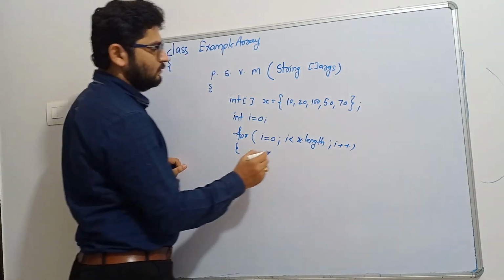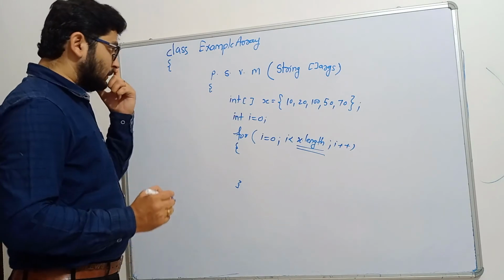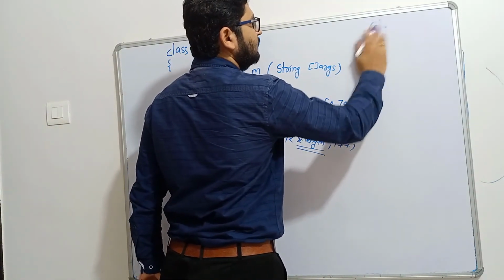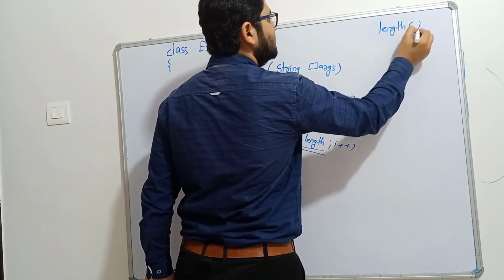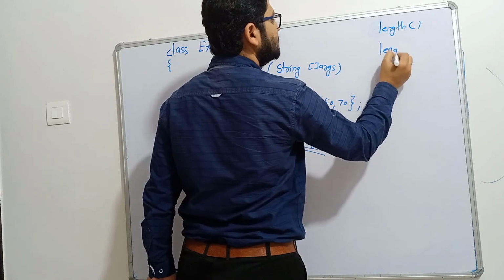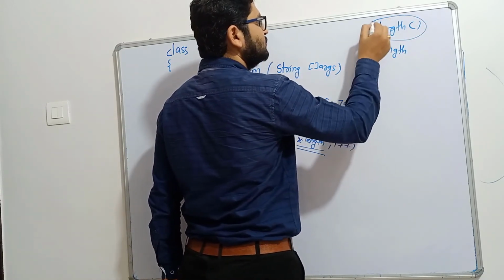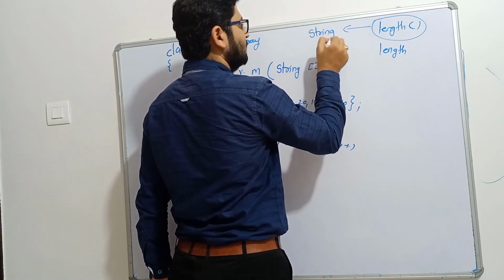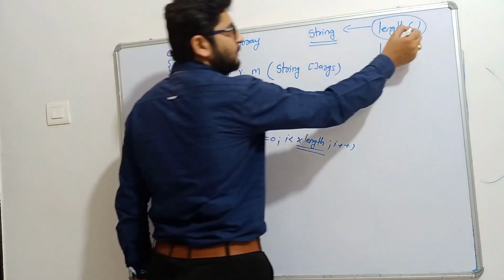Now here I would like to discuss the length variable. There are two things in Java: length method is also there and length variable is also there. This length method you have to use with the string. Always remember that. If you want to find the length of the string, then you have to use the length method.